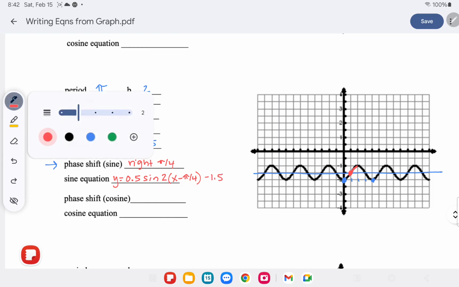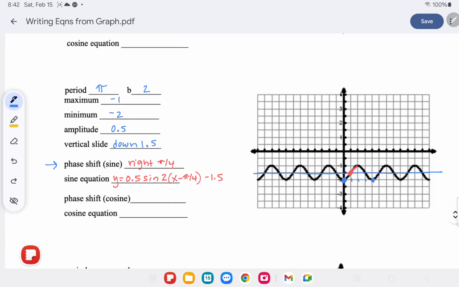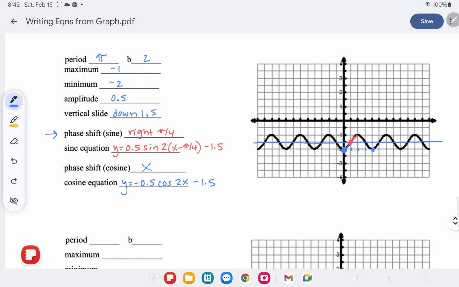All right, but if we're doing a cosine graph, our cosine graph doesn't have a phase shift at all. But we're starting at the bottom instead of starting at the top. So our cosine graph does have a reflection. So it'd be y equals negative 0.5 cosine of 2x, no phase shift, minus 1.5. We'll do one more for good measure.